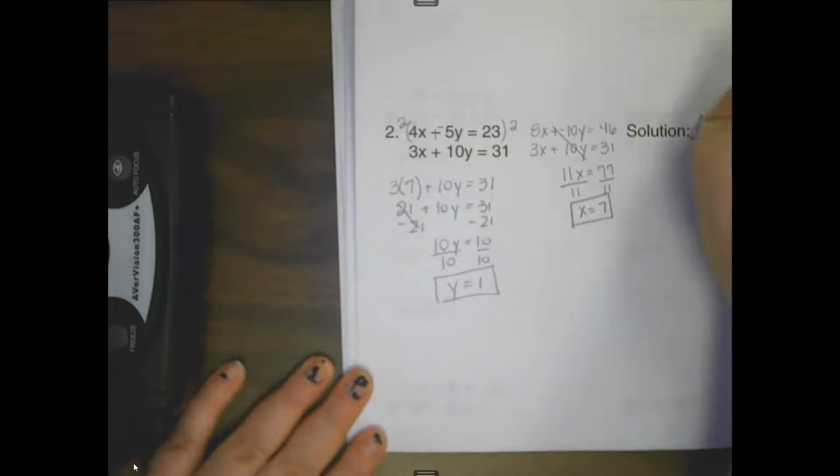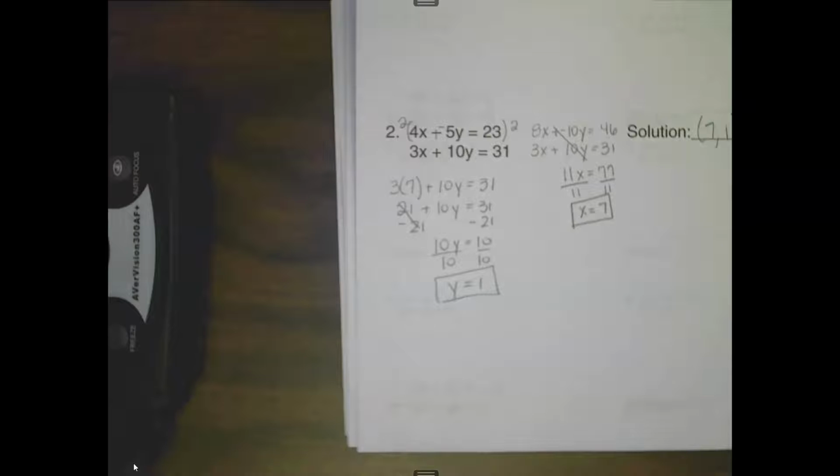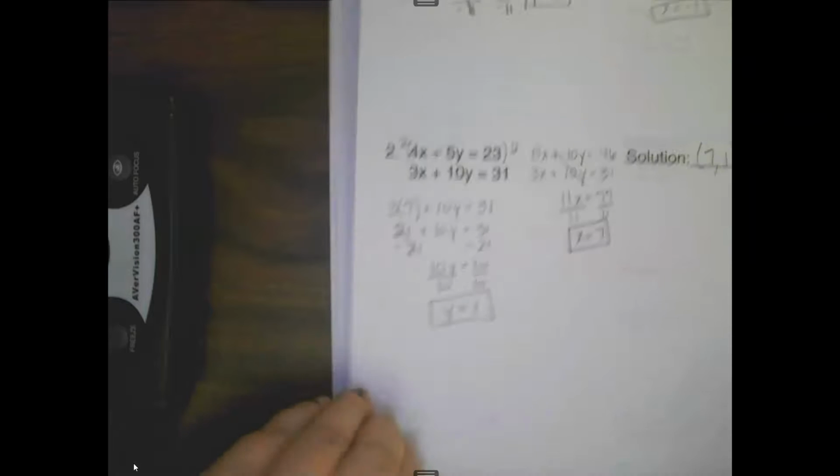Okay, and I got the coordinate 7, 1. I can plug that in and double check if I want to. 28 minus 5 is 23, so it did work out. That's just me mentally checking. You can check on a calculator. You can check and work it out. I do recommend you checking it, though, just because.